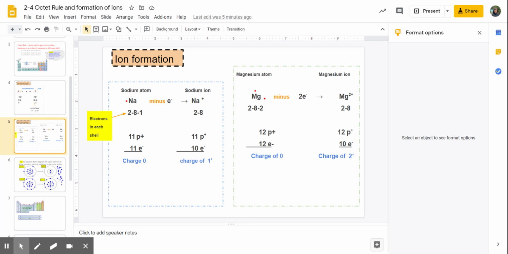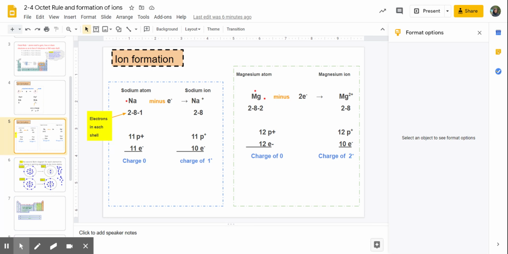Sodium has 2 electrons in the smallest shell, 8 electrons in the second shell, and 1 electron in the outer shell. So we say that sodium has 1 valence electron. That 1 valence electron will make the sodium very unstable. So sodium will easily lose that valence electron, and it becomes a +1 charge because sodium has 11 protons, but after losing 1 electron, it ends up with only 10 electrons. So 11 plus and 10 minus makes a +1 charge ion.